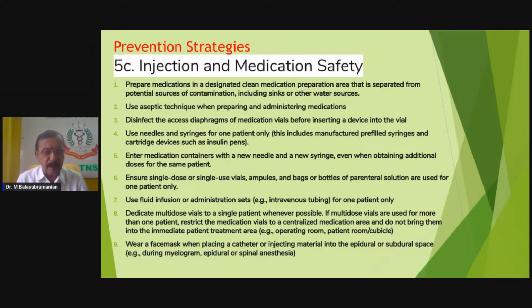Use needles and syringes for one patient only. These include manufactured pre-filled syringes and cartridge devices such as insulin pens. Enter medication containers with a new needle and new syringe even when obtaining additional doses for the same patient. Ensure single dose or single use vials, ampules, and bags or bottles for parenteral solutions are used for one patient only. Use fluid infusion or administration sets, for example intravenous tubing, for one patient only.